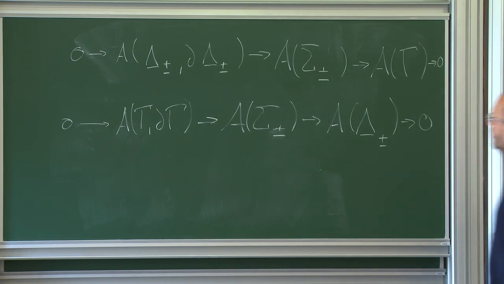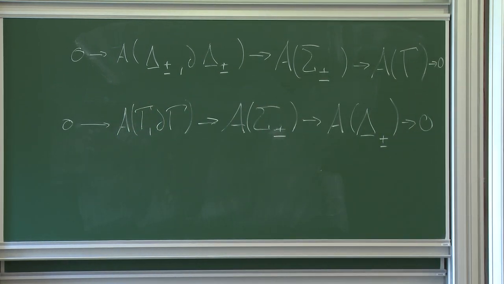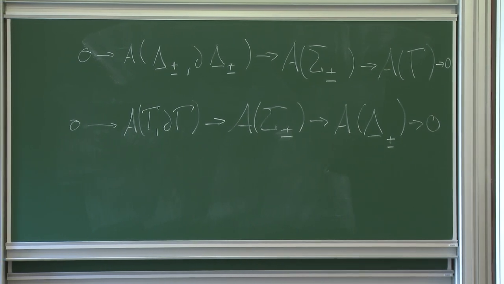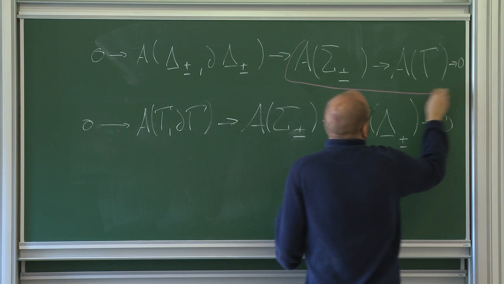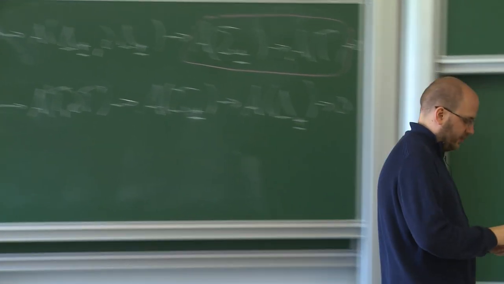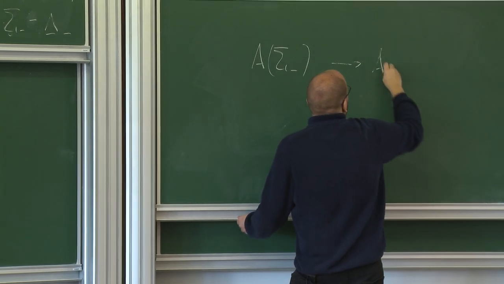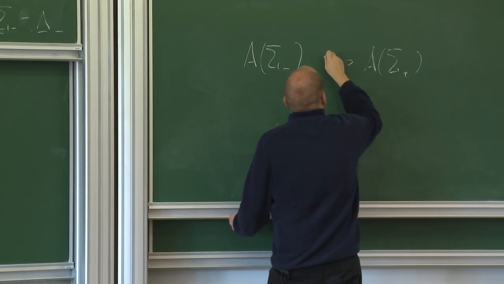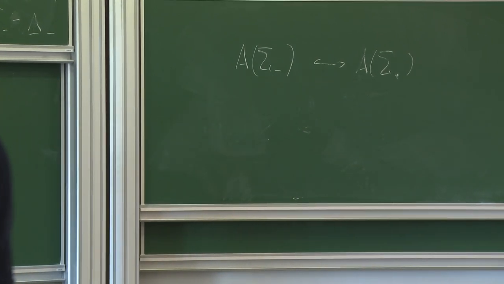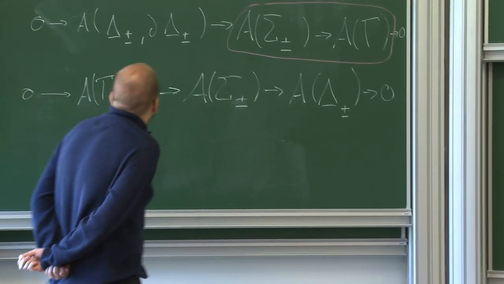Let's look at the top map. I think blue is not so visible, so let me go with red. Let's look at this map here. My goal, let me write it on the other side of the blackboard, is to construct a map from A sigma minus to A sigma plus. And in fact, I want to construct an embedding. Again, these are graded vector spaces, first of all. All right, so this is exact.